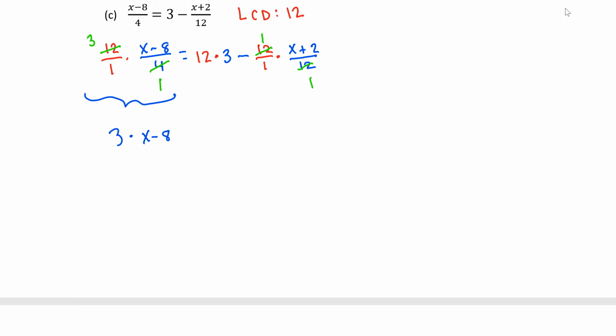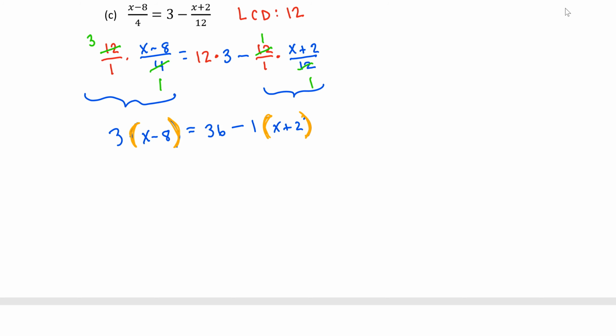However, this is not written correctly. We need to multiply both terms by 3, which means we have to have a set of parentheses around that x minus 8. That's easy to forget, so please watch for that. The same thing is going to be true on this product. We have minus 1 times the binomial, x plus 2. So please remember those parentheses whenever you have a binomial in the numerator. I really want to emphasize those are absolutely necessary.